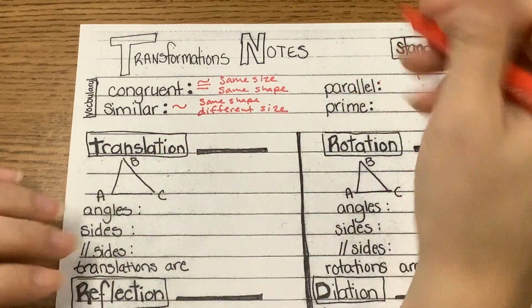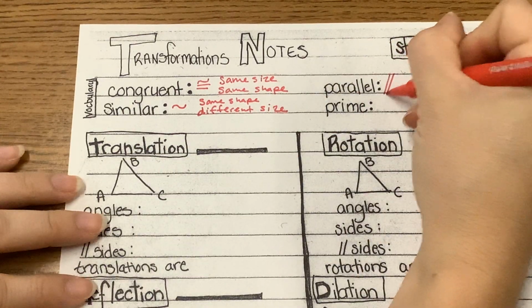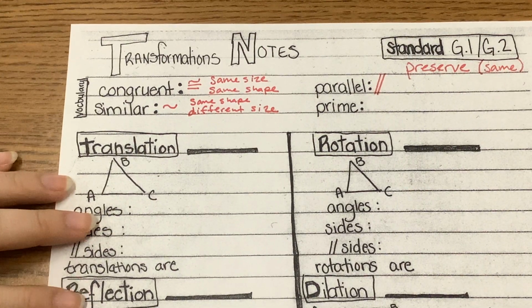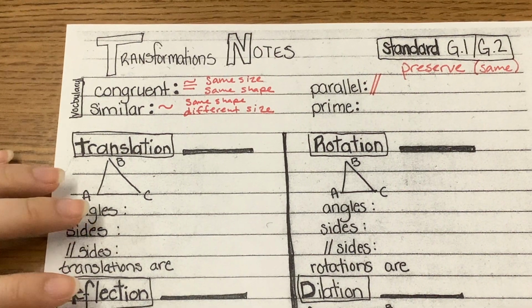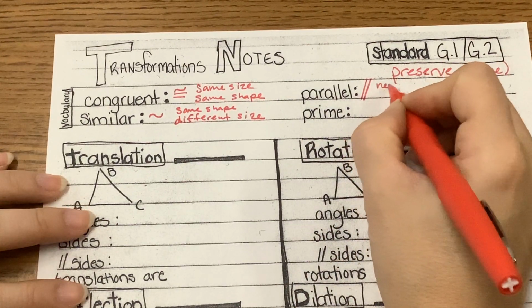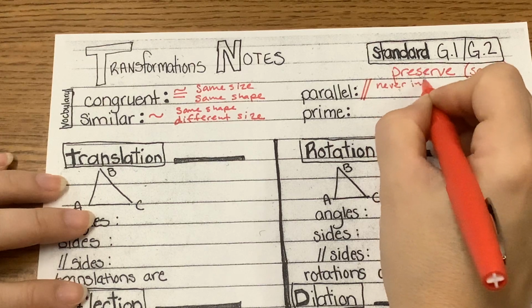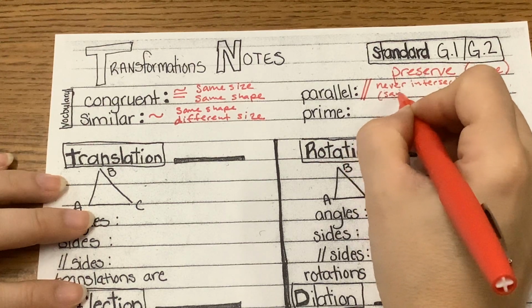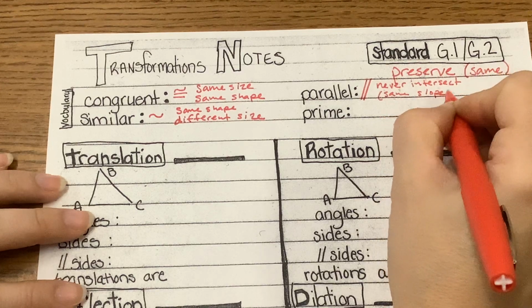Okay, parallel, the symbol for parallel usually shows two lines that are next to each other, exact same slope. Parallel lines never touch. They never intersect. In other words, they have the same slope.